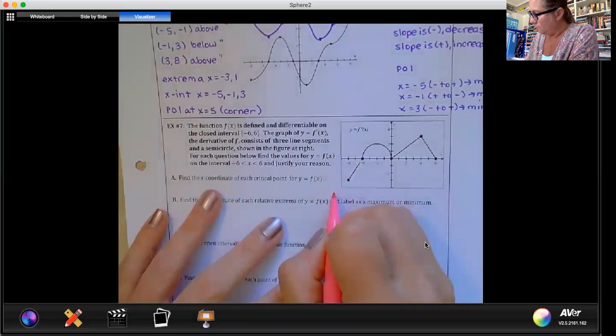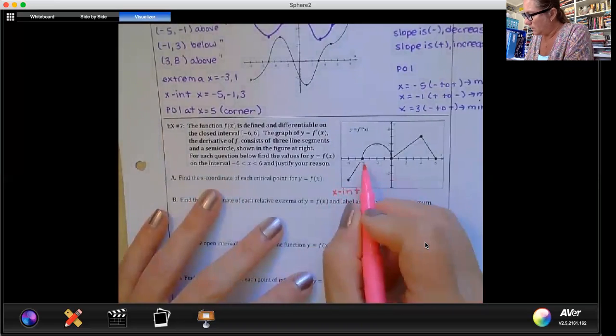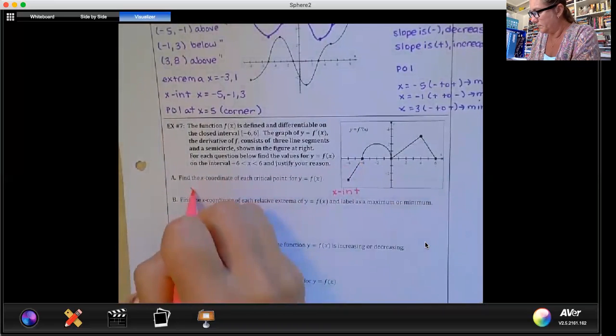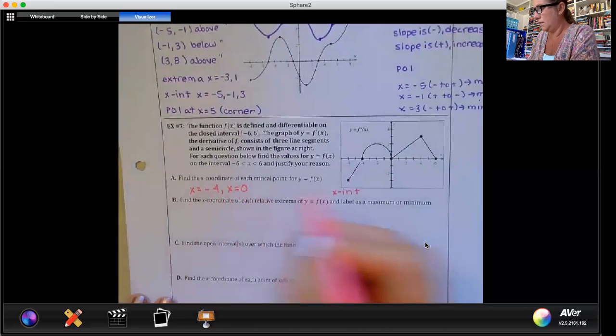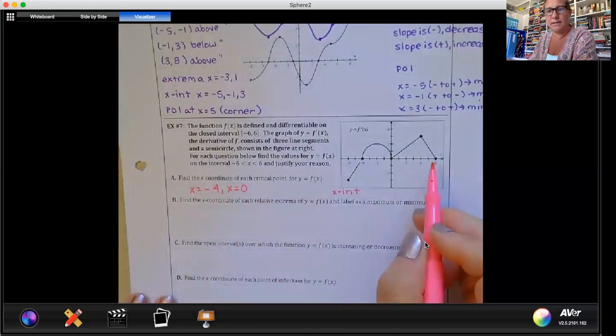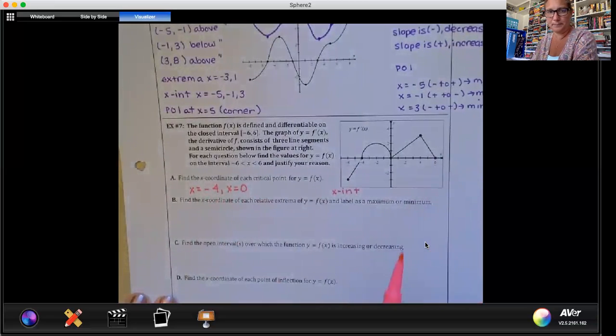So you're looking for the x-intercepts. So -4 and 0. And we're not going to include 6 because 6 is not in the open interval. It would be in the closed interval.